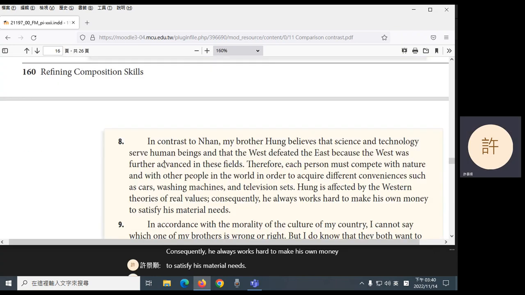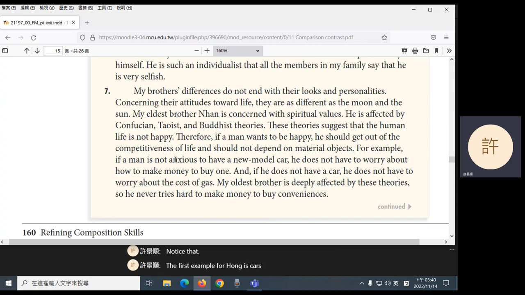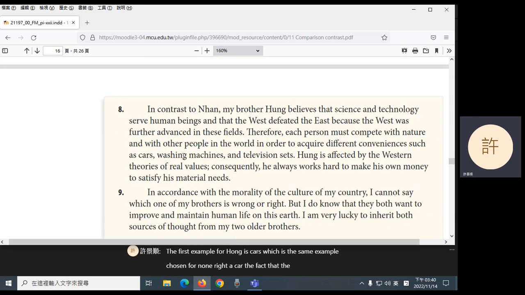Notice that the first example for Hung is cars, which is the same example chosen for Nan, right? The fact that the first example for Hung is the same that we just saw for Nan, both the difference on the same object, makes us think about that difference. It emphasizes the contrast between the two brothers, the different ways that they think about the same object.